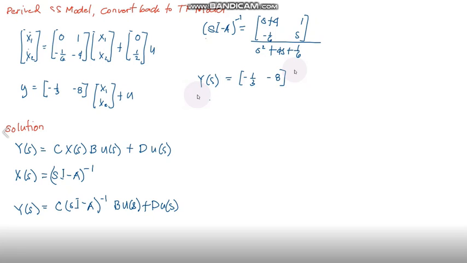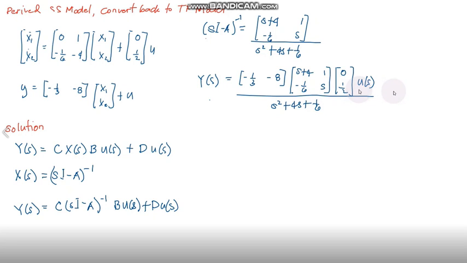And so we directly proceed with substituting the values of the following in this equation. So the C here is negative 1/3, negative 8. The sI minus A inverse is this one. The B is 0 over 1/2. And of course the denominator. Okay. And then plus D is 1. So that is U(s).